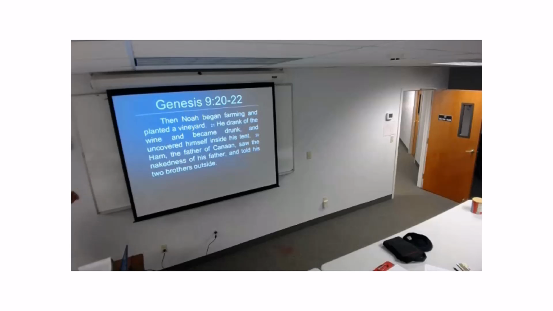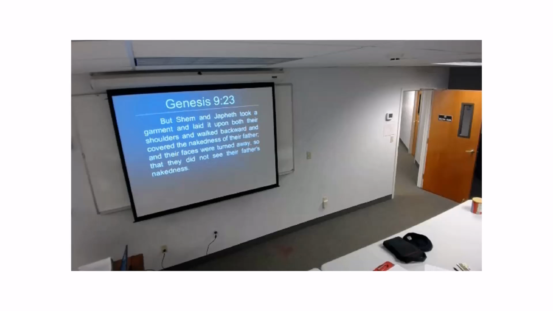And then you have in verse 22, Ham, who is one of the sons of Noah, also the father of Canaan. I think we need to be a little careful here because when we actually, let me stop. We'll talk about it in a slide. But the father of Canaan, who is the son of Ham, saw the nakedness of his father and told his two brothers outside.